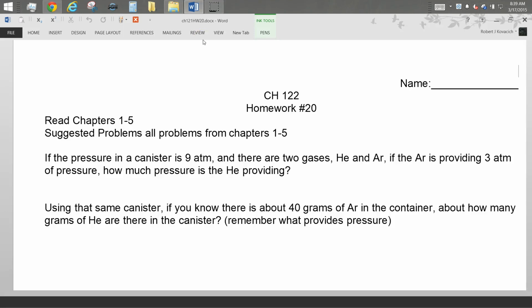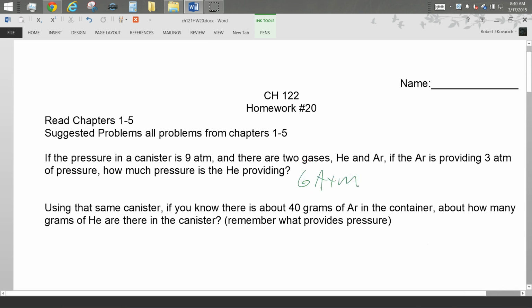Okay, this first one up here, how do we calculate what pressure the helium is providing? Okay, so I know the argon's providing 3 atmospheres and that the total pressure is 9 atmospheres, so then it's just 6 atmospheres? Okay.